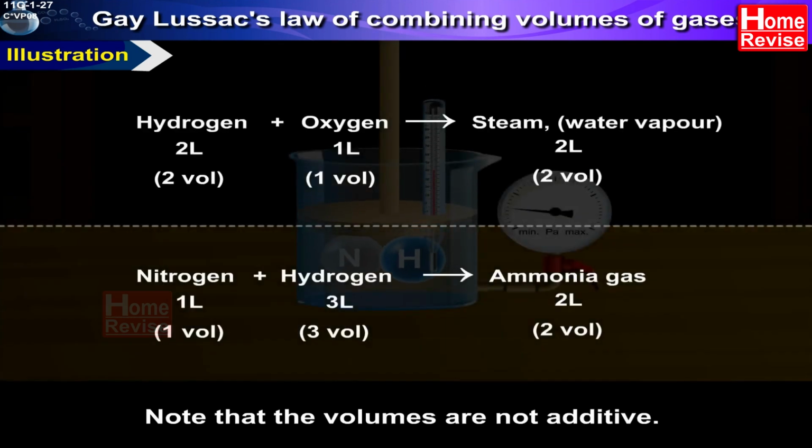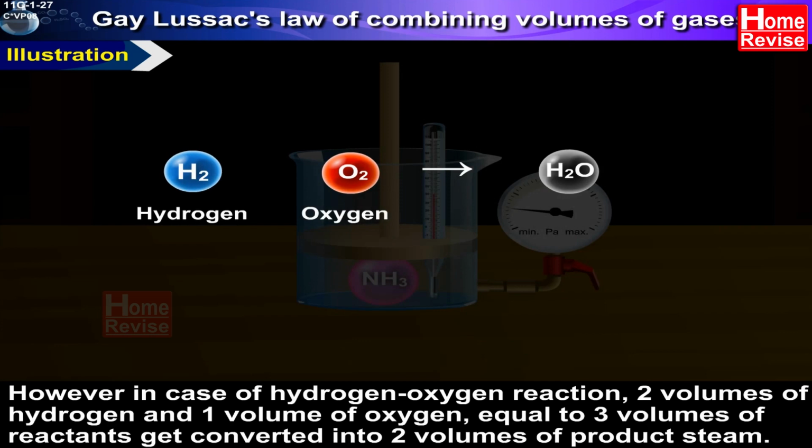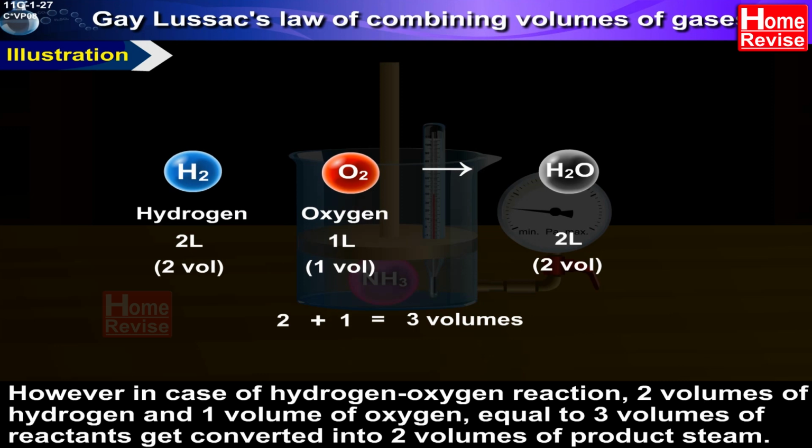Note that, the volumes are not additive. Though, in case of reaction between hydrogen and chlorine gases, it appears that volumes are additive. However, in case of hydrogen-oxygen reaction, 2 volumes of hydrogen and 1 volume of oxygen, equal to 3 volumes of reactants, get converted into 2 volumes of product steam.